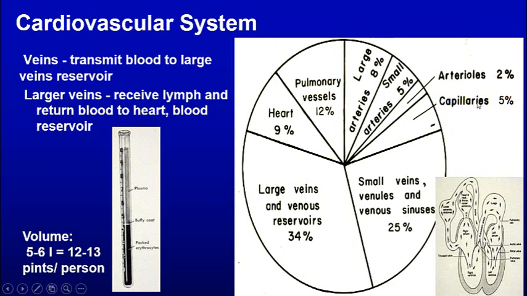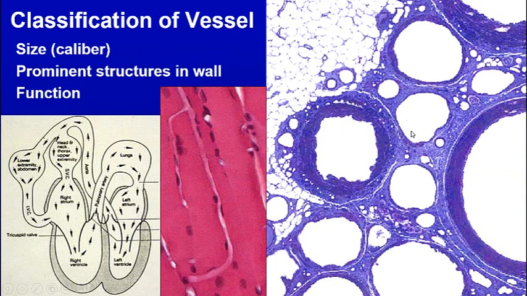Also note here that only 5% is in the capillaries. Capillaries are where we get the greatest exchange to occur, and of all this blood, only 5% at any given time is actually in the capillaries. Here we can see a capillary with the endothelial cell. You see where it's branched in there, and more endothelial cells there. And we see here the lumen of the capillaries.